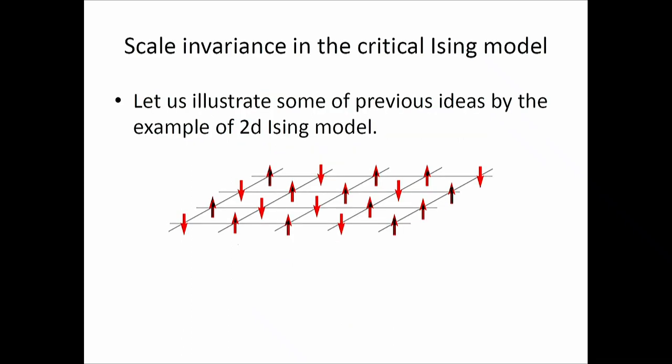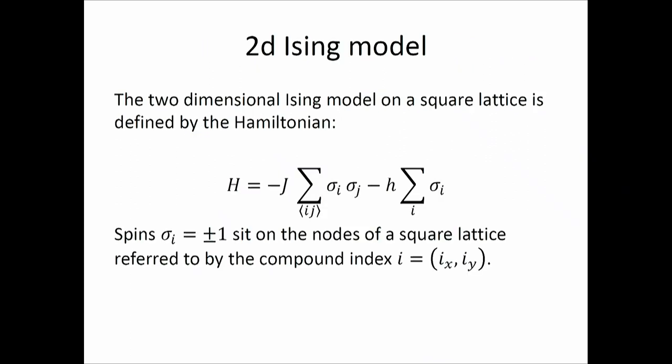The first point is the Ising model. The 2D Ising model is a network of spins. Spins are set on the nodes, and they can be parallel or anti-parallel. Parallel has a lower energy, so the tendency is to go to parallel state. I can write a Hamiltonian for it in this shape. Sigma_i are spins sitting on nodes. Each i is a compound index, so it refers to a specific point on the plane.